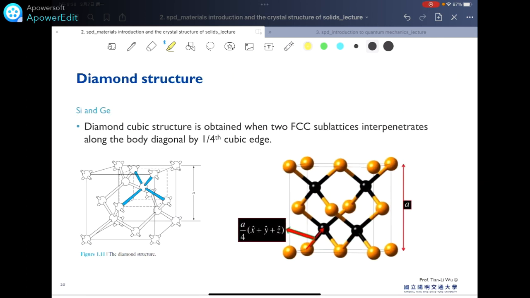In the case of silicon and germanium, it's based on the diamond cubic structure. The diamond cubic structure consists of two face centered cubic sublattices. We have two FCC sublattices, and each one is shifted along the body diagonal by 1/4 of the cubic edge. This is typical of the diamond structure, and that's the case for silicon and germanium.